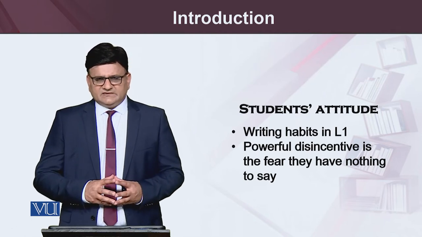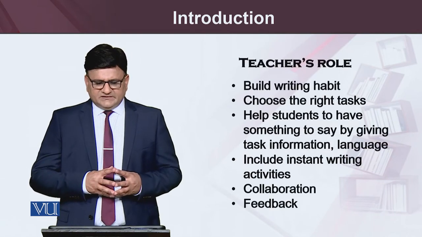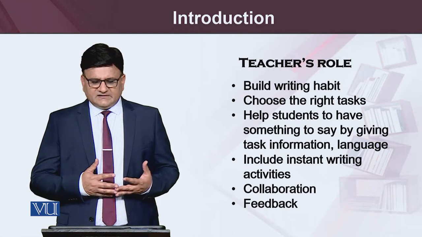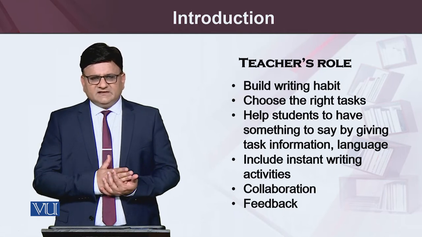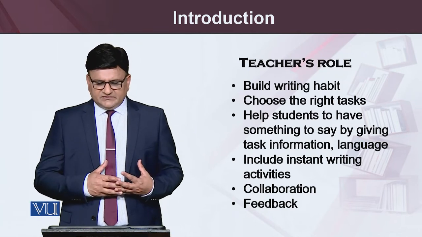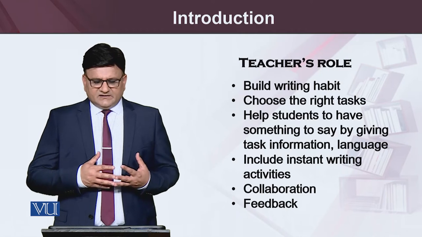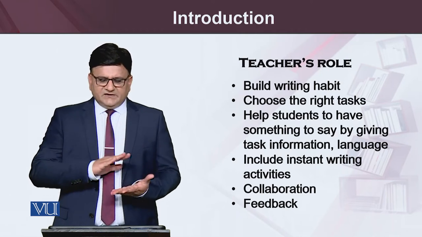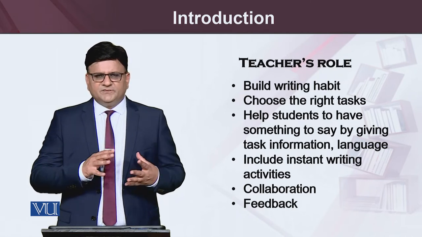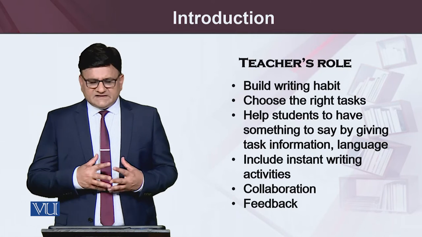So we need to understand the student attitude and then shape our teaching according to the needs of the student. There can be pre-writing exercises in the classroom, instant writing in the classroom, and choosing the right kind of tasks, which appeal to the student, which are attractive to the student, which are of interest to the students. These kinds of appropriate tasks will allow students to say something, to write something. And when we choose tasks, we need to give necessary and required vocabulary about how they can form well-formed sentences. And we can incorporate instant writing activities.